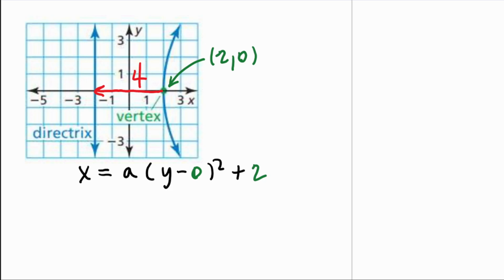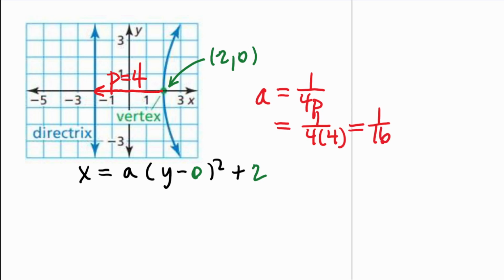And so I know a is going to equal 1 over 4p, and this is p equaling 4, where p is that distance. So this is equal to 1 over 4 times 4, which is 1/16, and I'll plug that in. So x is equal to 1/16 of y minus 0 squared plus 2.